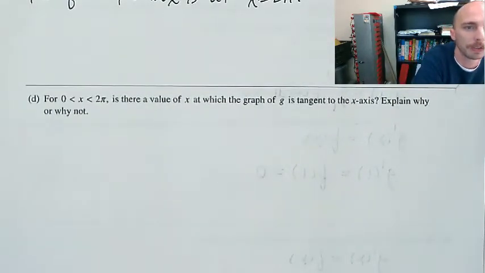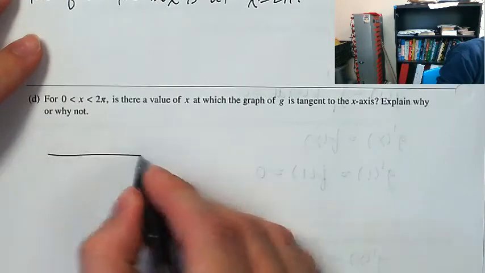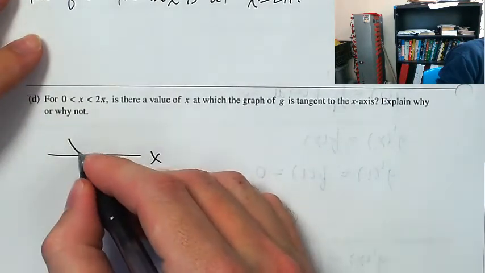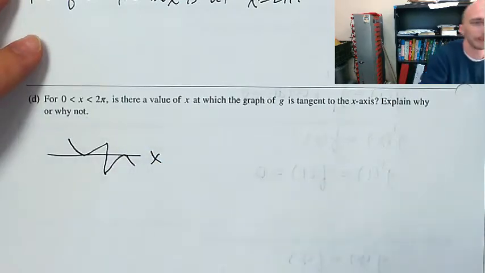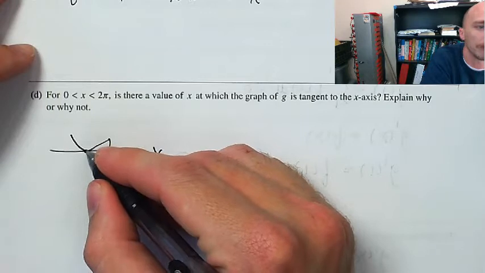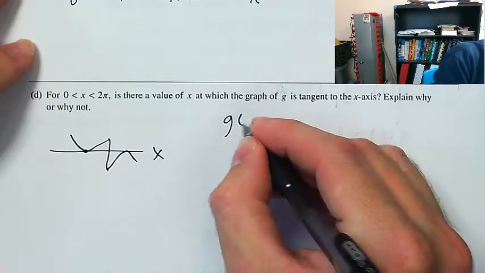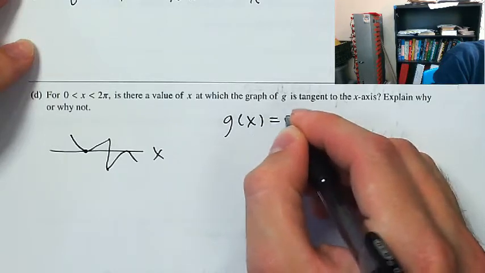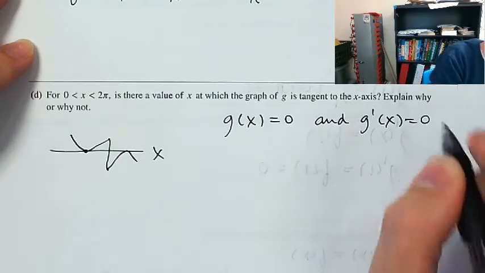Is there a value of x at which the graph of g is tangent to the x-axis? That's something I don't think we've talked about in this class. So tangent to the x-axis would look like that, or maybe like that or something. I don't know. That might not be a function, but it's going to be where the derivative is 0 and the value of the function is equal to 0. So I'm looking for where g of x equals 0 and g prime of x equals 0.